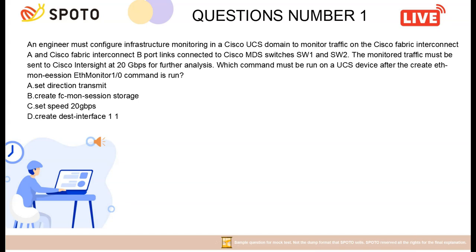A. Set direction transmit. B. Create fcmon session storage. C. Set speed 20 Gbps. D. Create dest interface 11. You have 15 seconds to answer.